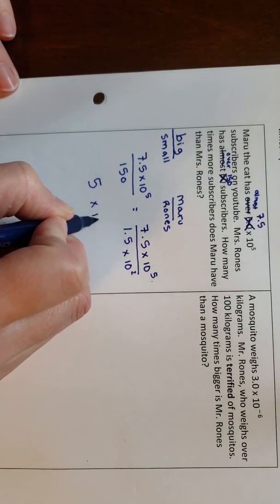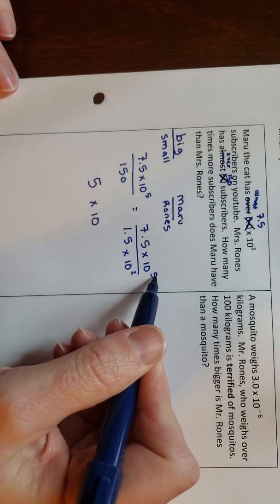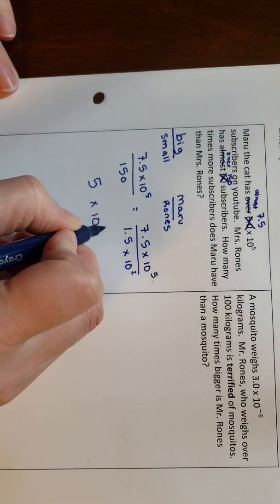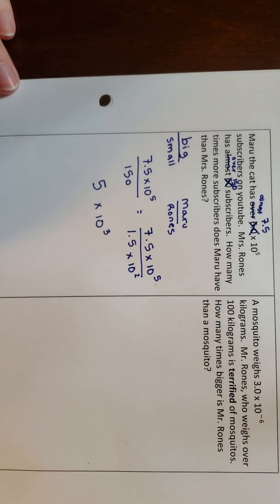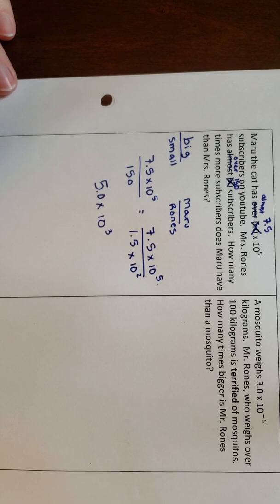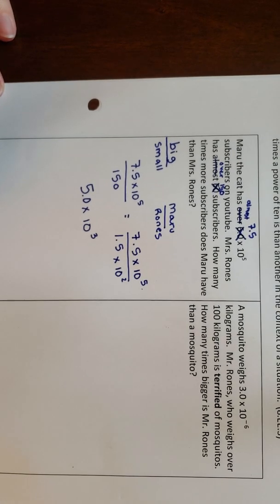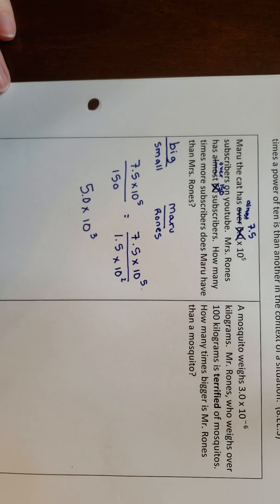Times 10, and then we have the same base, so we can subtract the exponents. 5 minus 2 is 3. Now I do want this to be in the best scientific notation form, so I'm going to do 5.0 times 10 cubed. Now that doesn't really mean anything to me. 5.0 times 10 cubed. You told me that a cat is 5.0 times 10 cubed more popular than an adult. That doesn't really help me a lot.